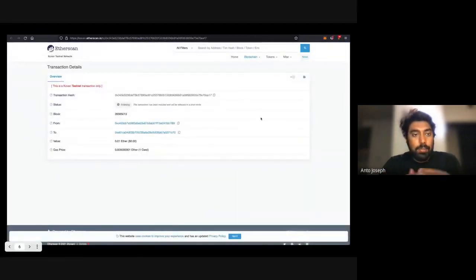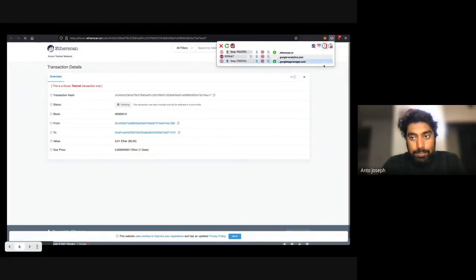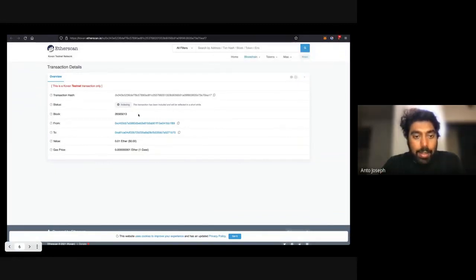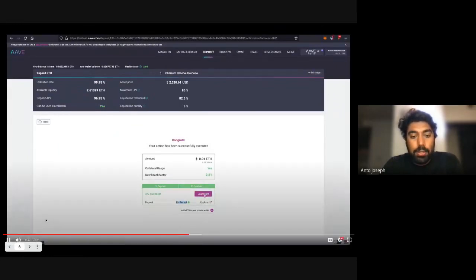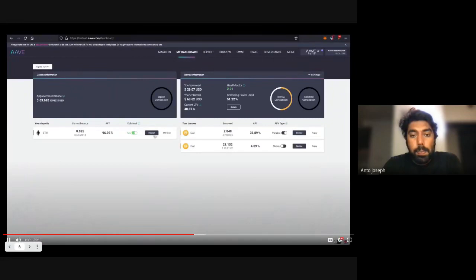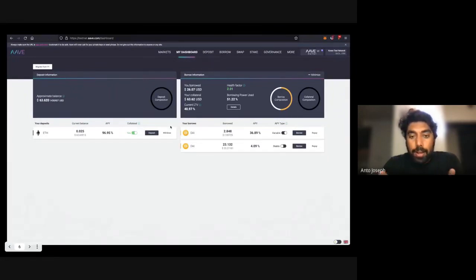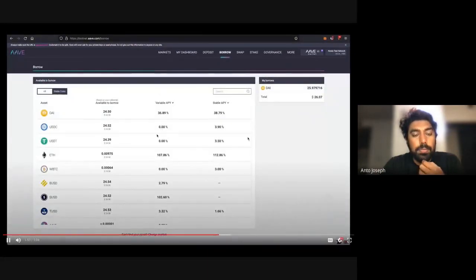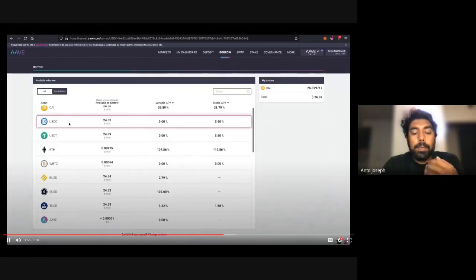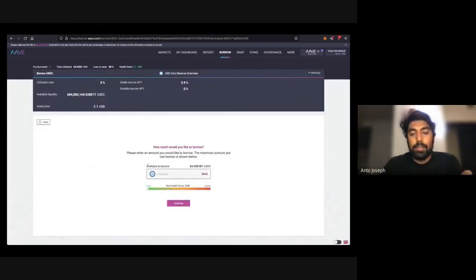If you click on that particular transaction, you can see Etherscan, where you can explore the details of the transaction. And as you can see, the transaction is successful. And now we see that our current balance has increased. Now let's borrow some USDC.